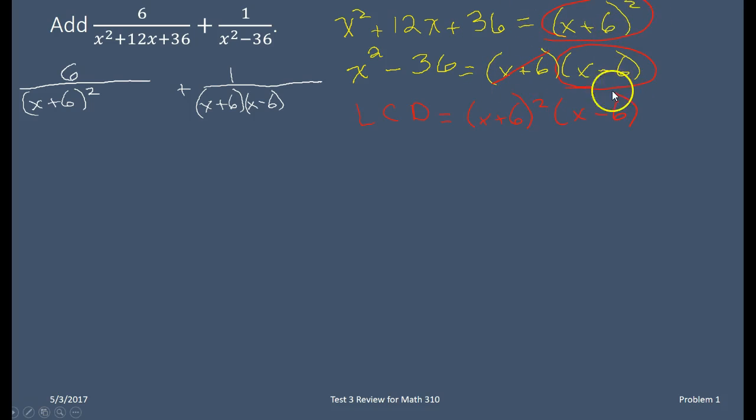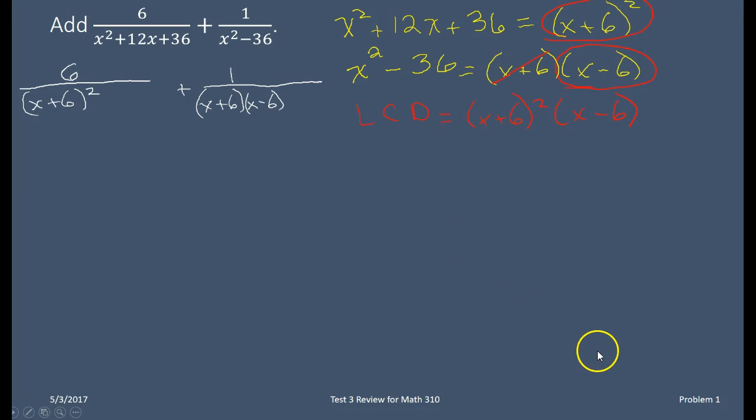And then x minus 6 is unique. It doesn't show up anywhere else, so we circle that one. Now we write down for our least common denominator all of the things we've circled, which is x plus 6 squared and x minus 6. Coming back over here, our factorization of x squared plus 12x plus 36 is x plus 6 squared. So I've just rewritten this first term and this second term.